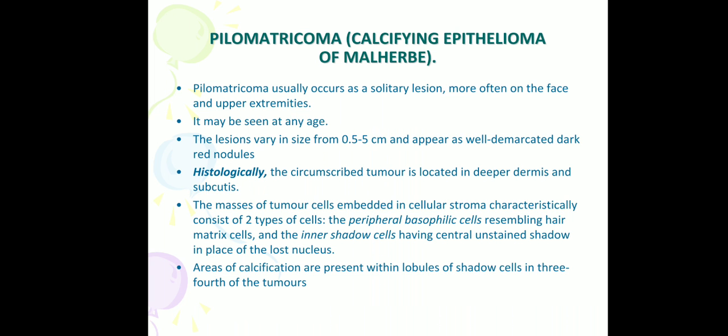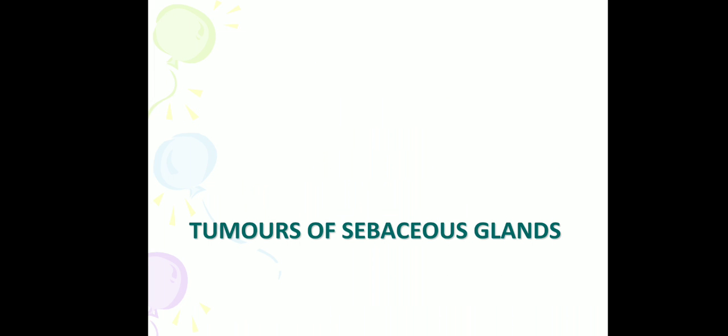The masses of tumor cells embedded in the cellular stroma characteristically consist of two types of cells. One is peripheral basophilic cells resembling hair matrix cells, and inner shadow cells having central unstained shadow in place of the lost nucleus. Areas of calcification are present within the lobules of shadow cells in three-fourths of the tumors. That's why it's called calcifying epithelioma of Malherbe.